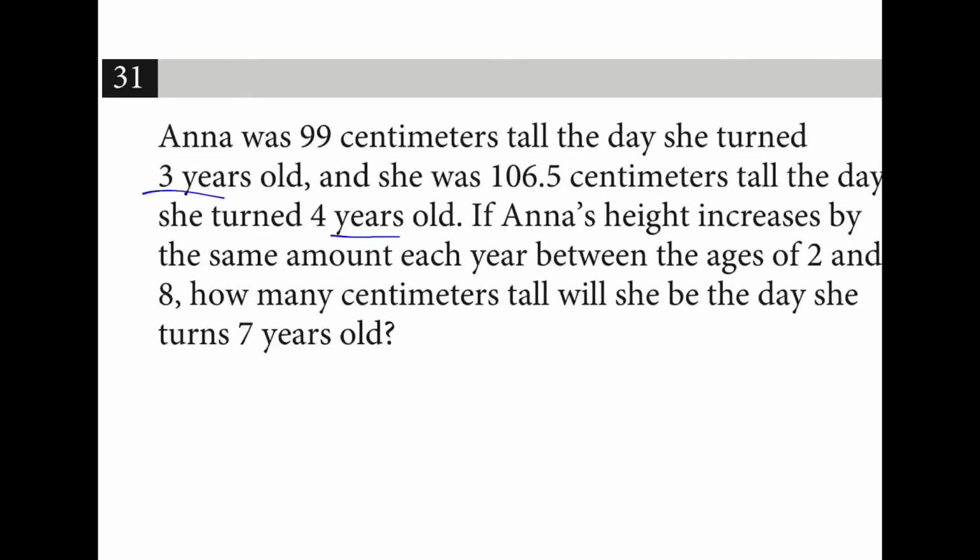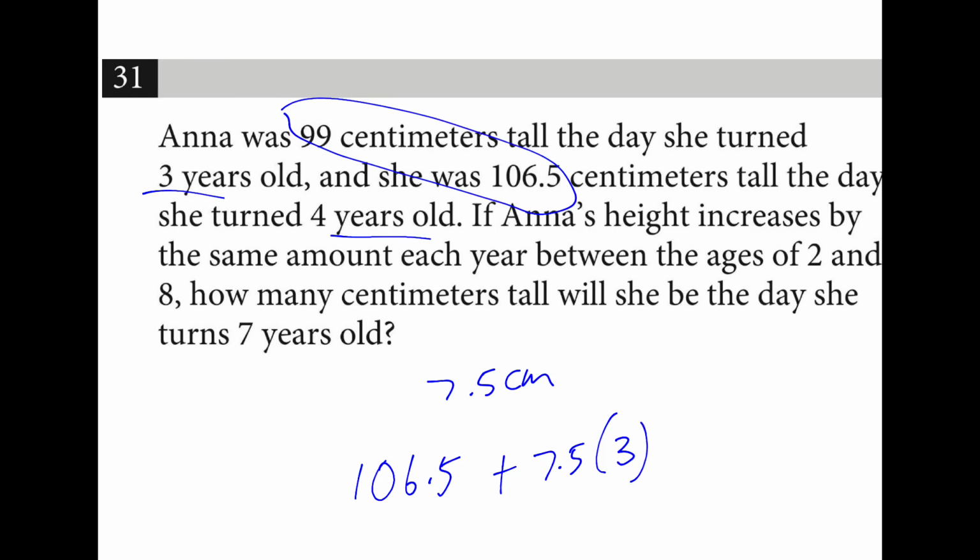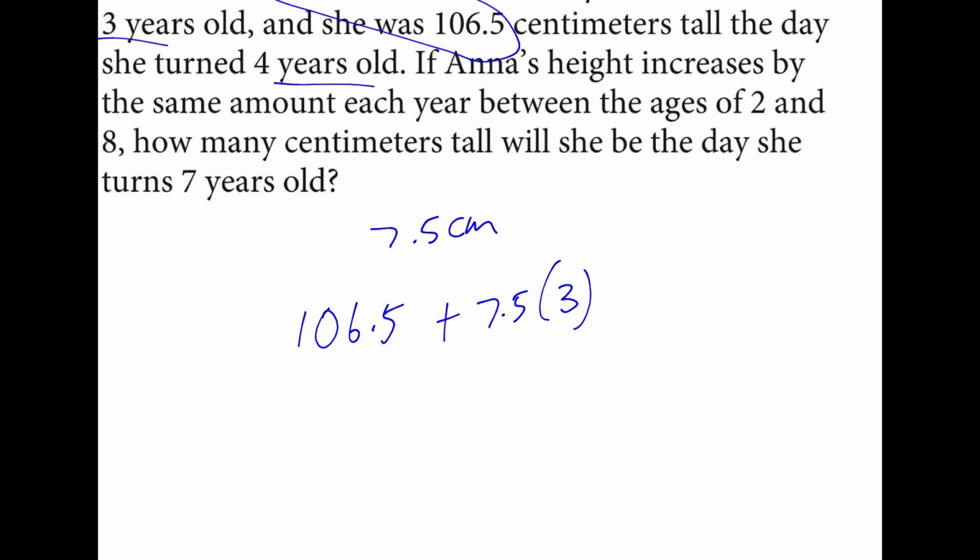From age 3 to age 4, we grew 7.5 centimeters. If it increases by the same amount each year, how many centimeters tall will she be by the day she turns 7 years old? So this is 106.5, which is our starting value at 4 years old, plus 7.5 times 3 to get to 5, 6, and 7 years old. So 106.5 plus 22.5 is equal to 129.